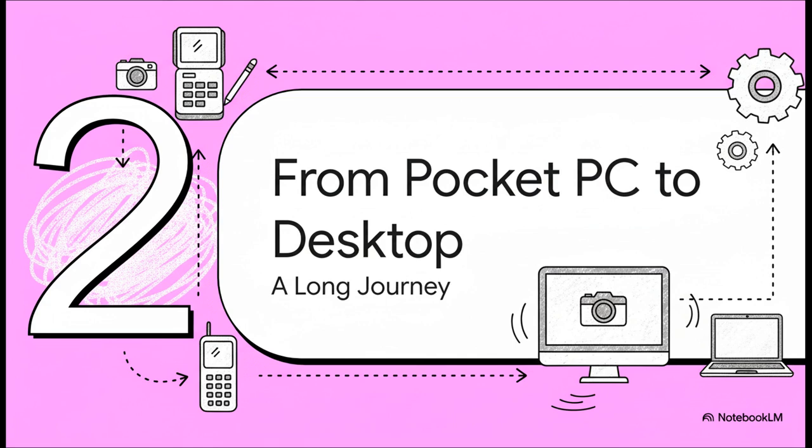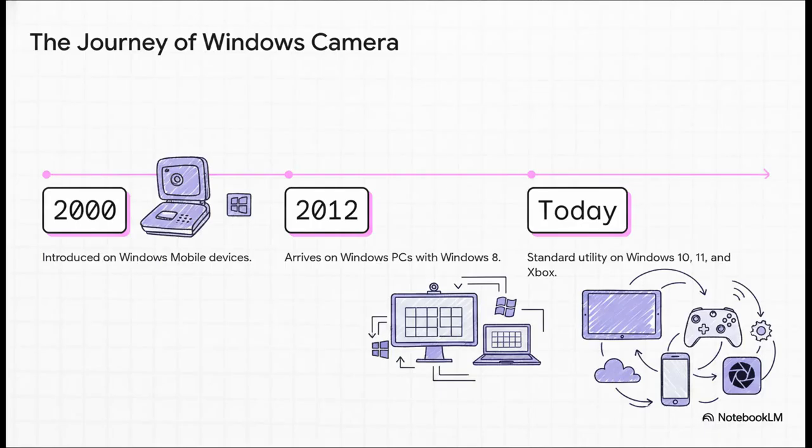But what's really fascinating is that the app's story didn't start on the desktop. Not at all. Its journey is actually much, much longer, and it began on a completely different kind of device, way before it ever showed up on our PCs. The camera app first popped up way back in the year 2000 on Windows mobile devices, Pocket PCs and all that. It then took a full 12 years to make the jump over to the desktop with Windows 8. And today, it's not just on our computers. It's a standard issue utility across the whole Windows ecosystem. You can even find it on your Xbox.